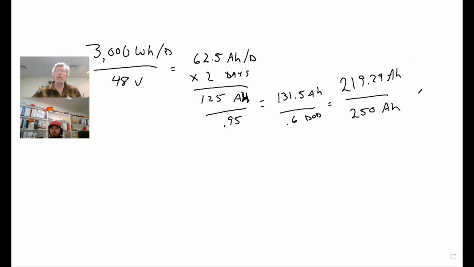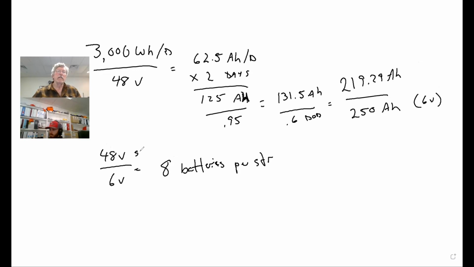And I was told that these batteries are 6 volt. So, and it's a 48-volt system. So I need to divide 48 volts by 6 volts. And if I do that, I think it's going to be 8. 48 divided by 6. So I need 8 batteries per string. Per string. This is the system. And this is the battery. So 8 batteries per string, I only need one string. So the answer is I need 8 batteries.